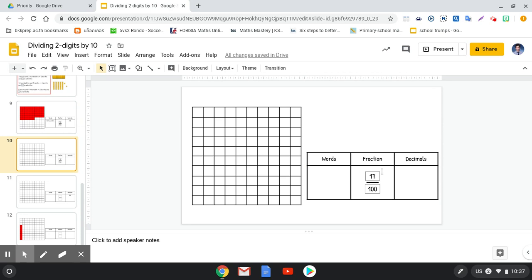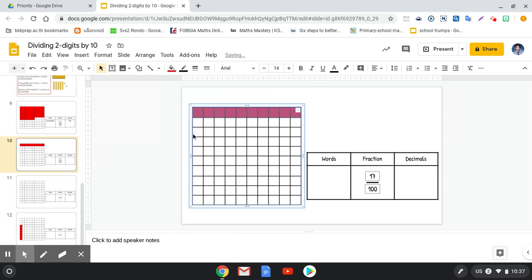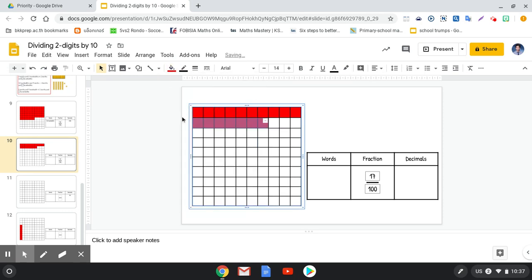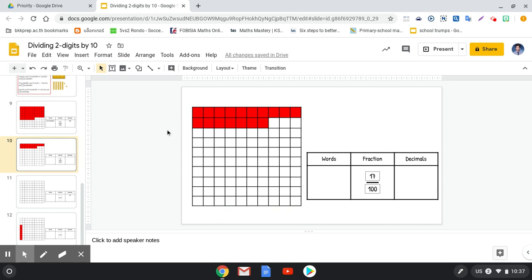Right, the clue I've got here is the fraction. It tells me 17 over 100, or 17 hundredths. Okay, so I know in there I've got 1 tenth and 7 hundredths. Remember, tenth is a row, so I'll colour that in first. So that is 1 tenth. Colour that in red. And then I've got 7 hundredths left to fill in. So 1, 2, 3, 4, 5, 6, 7. Colour that in red. So that is what 17 hundredths looks like compared to 1.